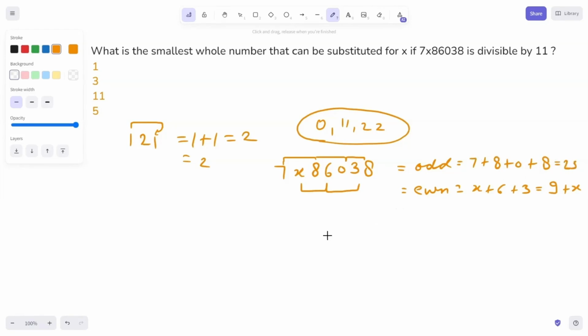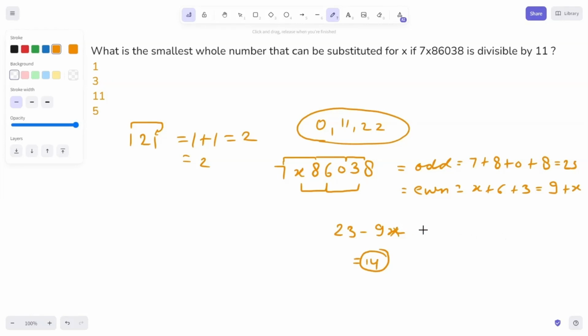So let's see the difference between them. 23 minus 9 plus x. If I remove this x and see the difference, 23 minus 9 is 14. This number is divisible only if we get the difference as 0, 11, or a multiple of 11, but we are getting 14. So what will be the value of x?